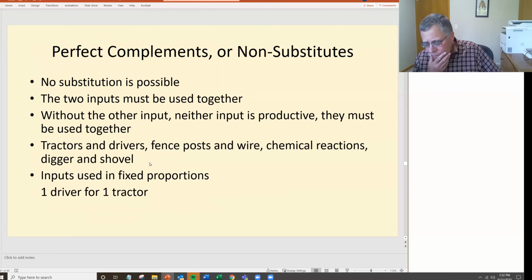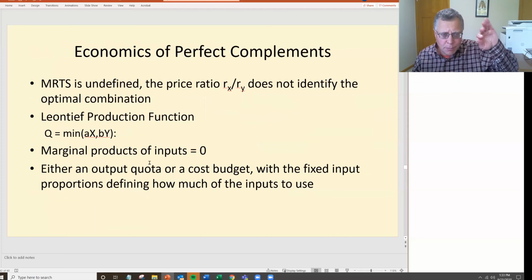But the other one that shows up in a more practical sense is chemical reactions. There's a lot of chemical reactions where it goes at the rate or the amount of whatever limiting one there is, whatever the two chemicals that are reacting. It doesn't matter if there's a whole bunch of the one, it goes until it uses up the one that's limiting. And so a lot of those are this kind of thing, where you can't add more of the other input, the other chemical, to make more. It just stops. And what that does is that the isoquant is a right angle, and the MRTS is undefined. It doesn't really identify the solution.